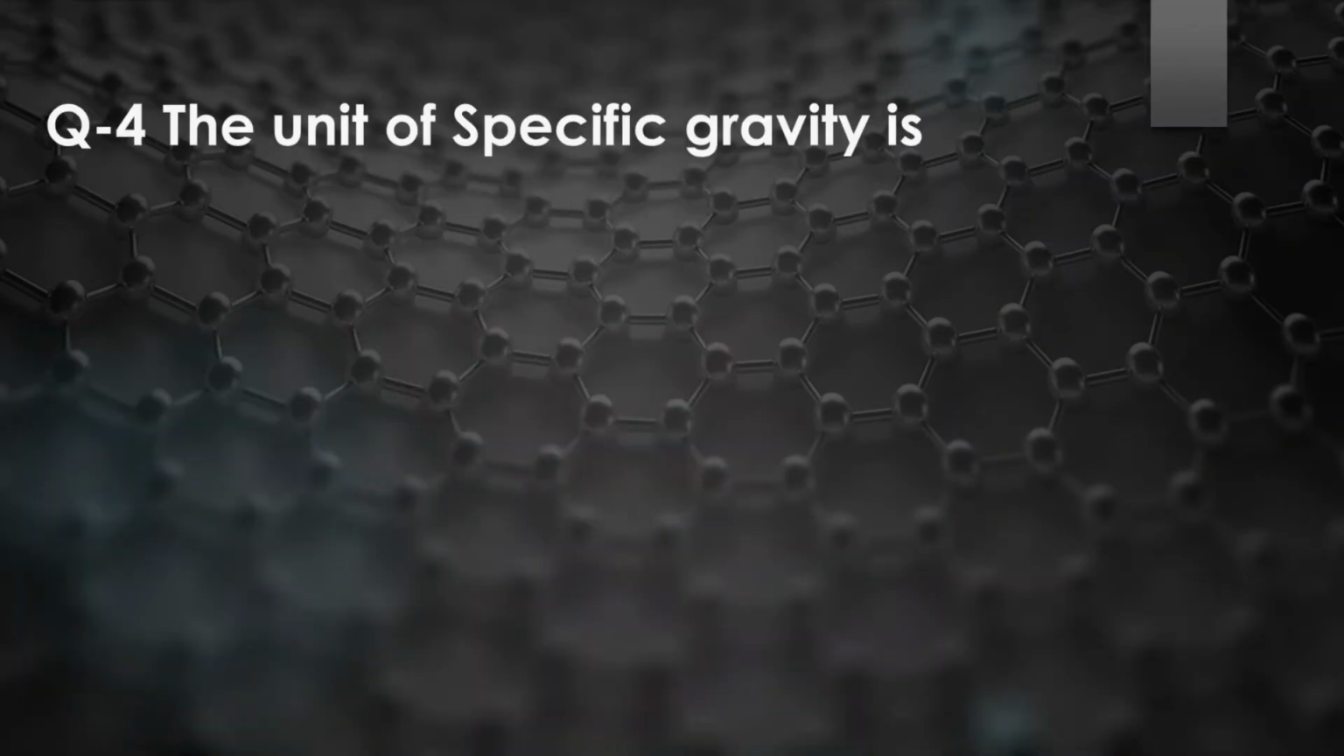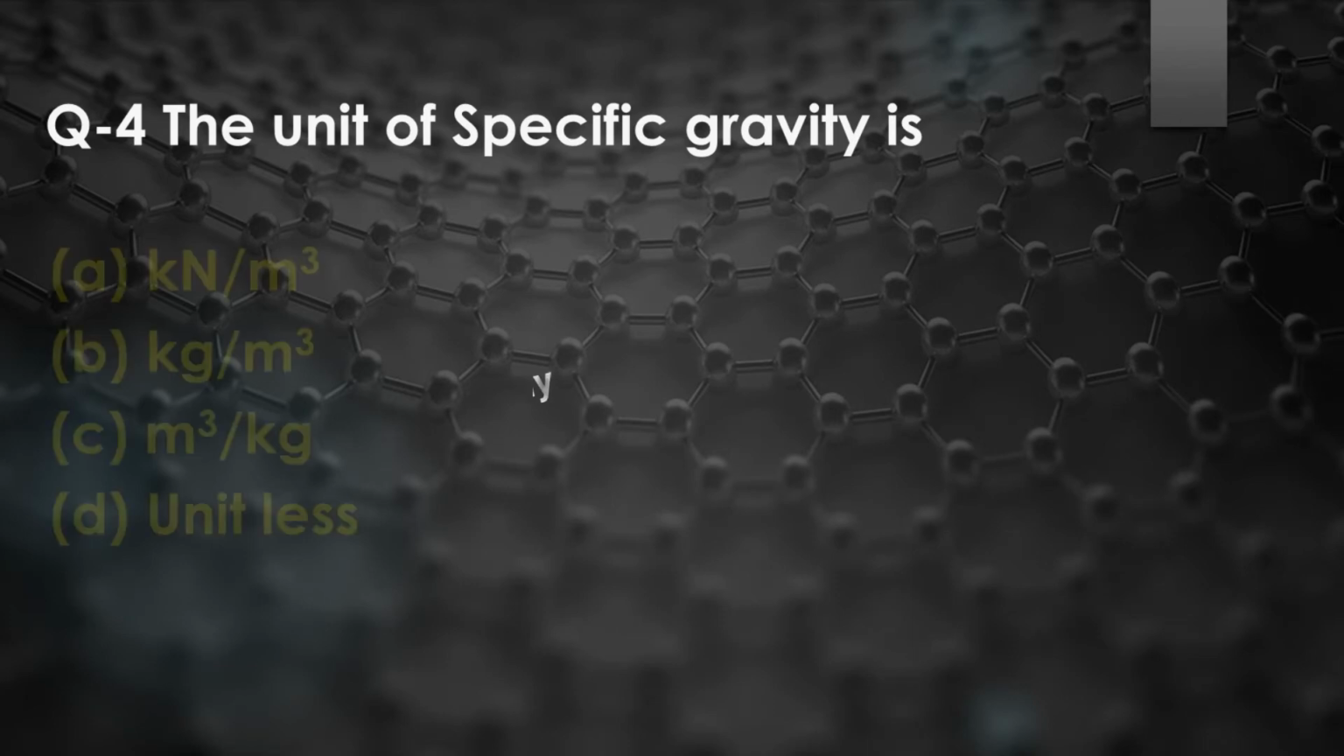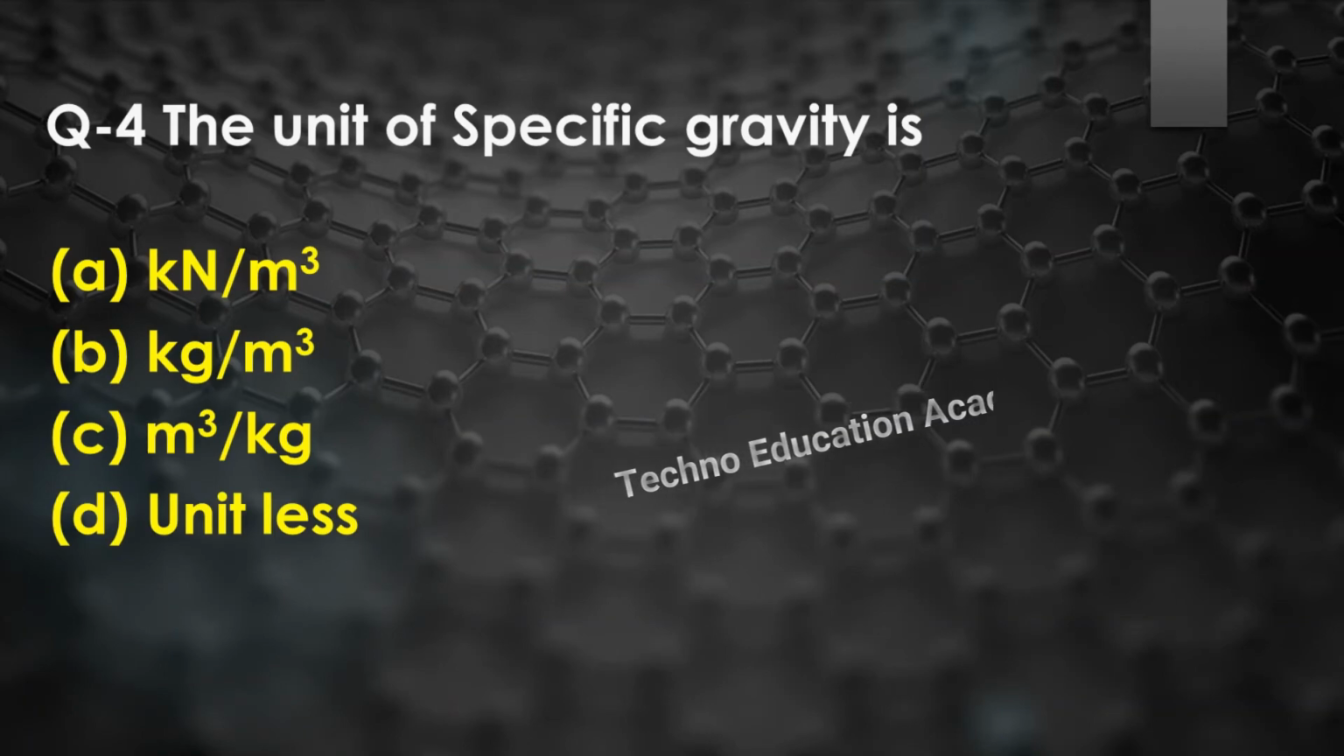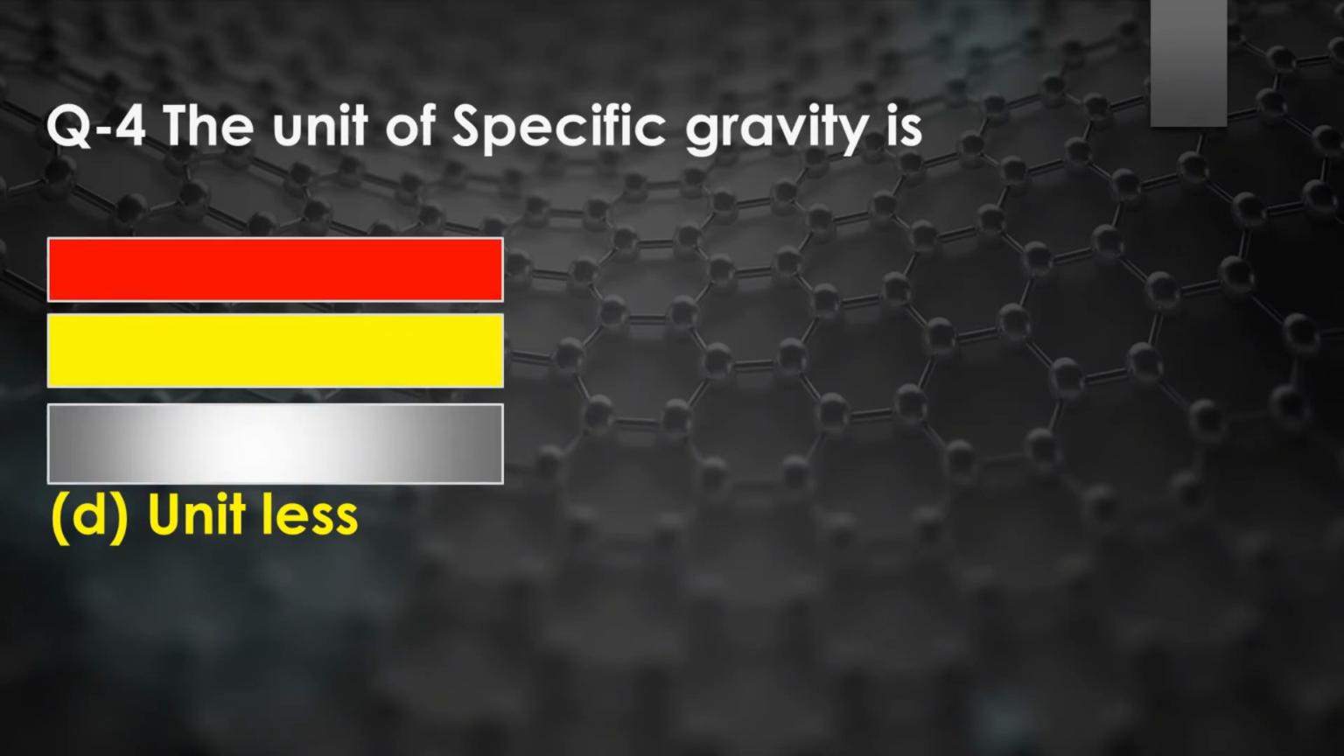Question number 4. The unit of specific gravity is: option A, kilonewton per meter cube; option B, kg per meter cube; option C, meter cube per kg; option D, unitless. We know that specific gravity is the ratio of unknown density upon standard density of fluid, and it is a unitless term. So the right answer is option D, unitless.